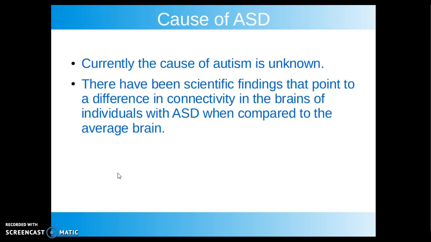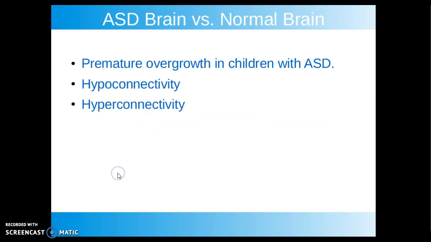There have been scientific findings that point to a difference in connectivity in the brains of individuals with autism spectrum disorder when compared to that of the average brain. This finding is backed up by several studies that have used neuroimaging and MRIs to actually show differences in this connectivity. Differences in the brain of an autistic person versus the normal brain.